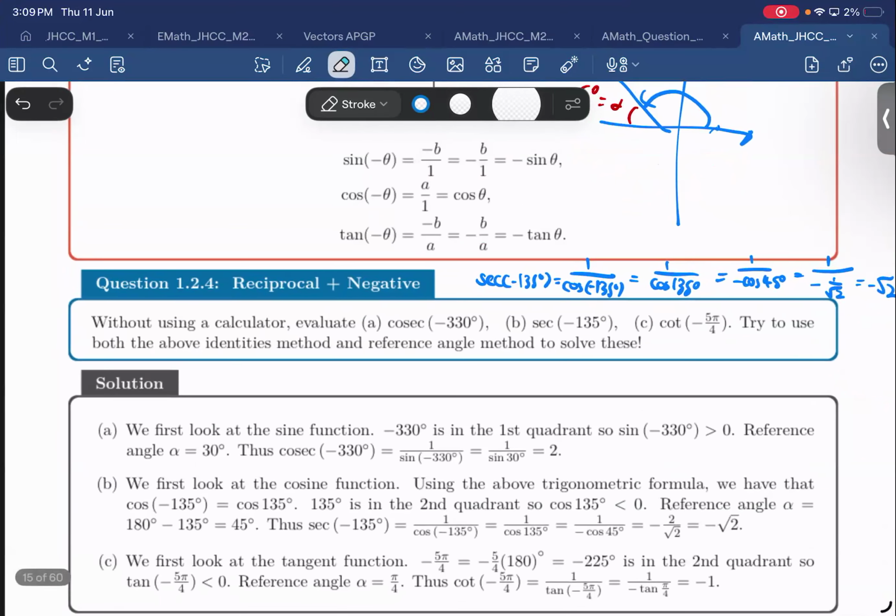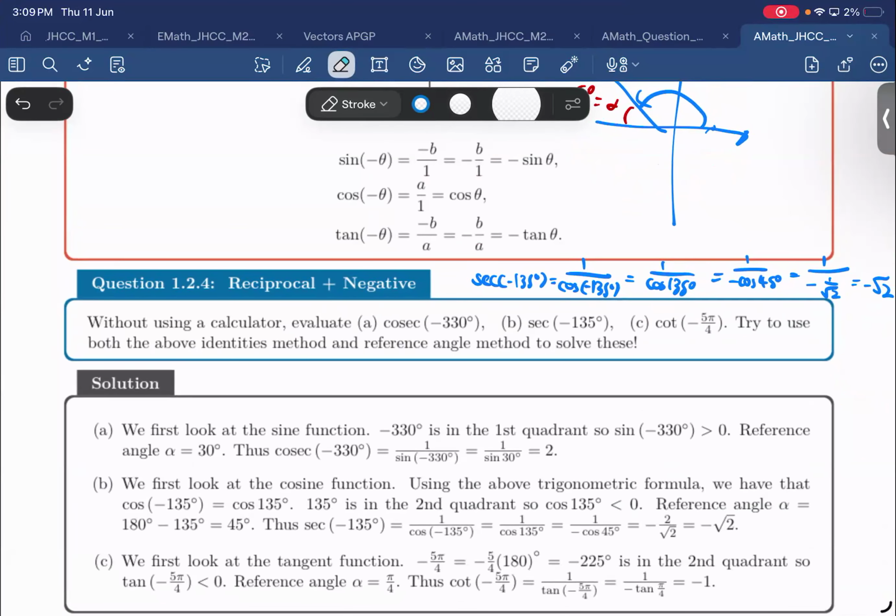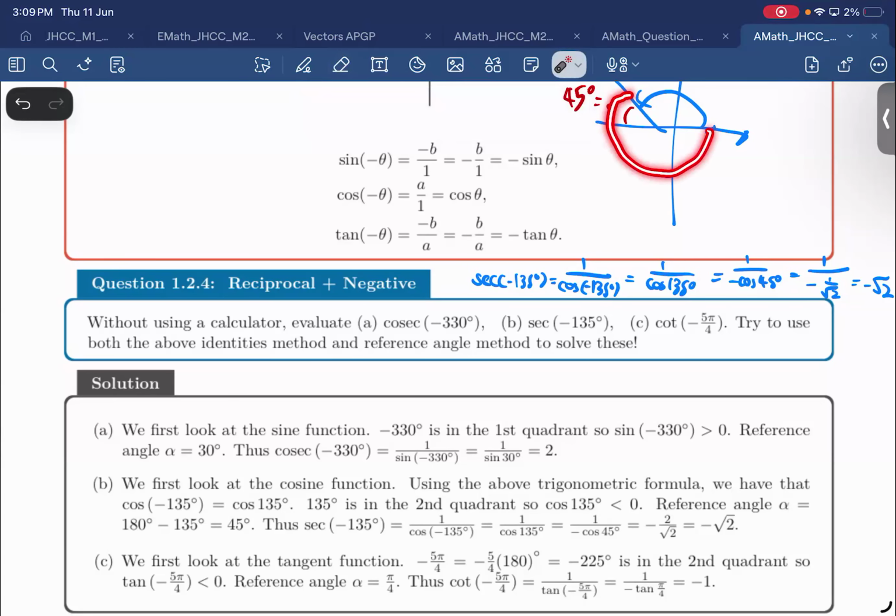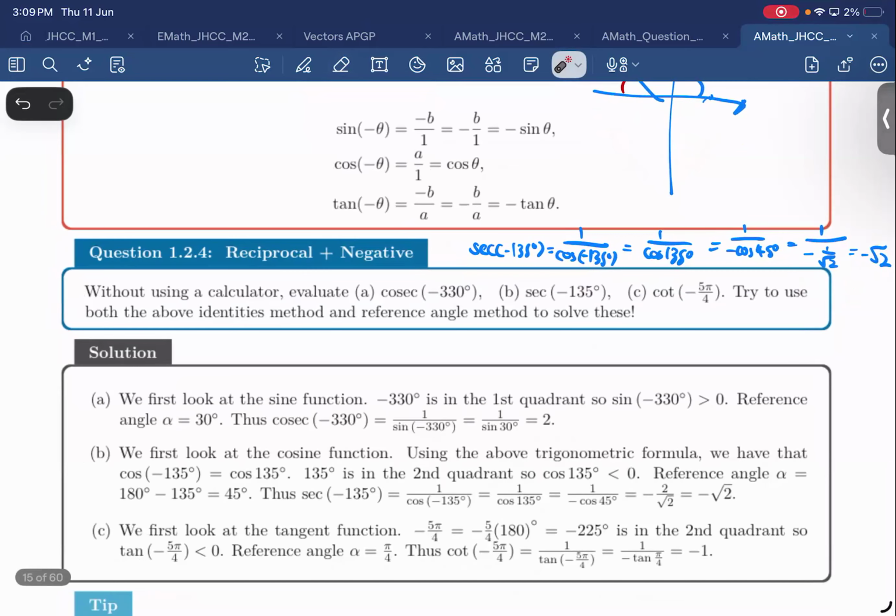Let's see the calculation. For the tangent function, minus 225 degrees will be in the second quadrant, because once you go here, it'll be in the clockwise direction. So for tangent in the second quadrant, sine will be positive and tangent will be negative. The reference angle will be 225 minus 180, which is 45 degrees. Thus, the cotangent of minus 5 pi over 4 is 1 over tangent of minus 5 pi over 4. Because it is negative, we put a minus sign outside, and then the reference angle is tangent pi over 4. So tangent pi over 4, then the answer is minus 1.